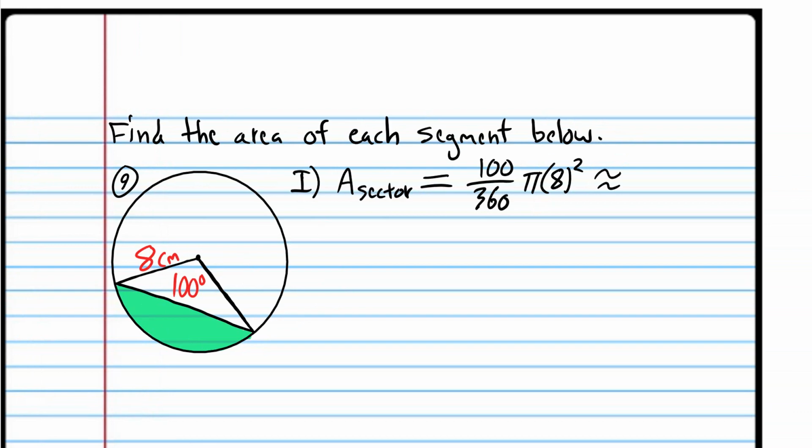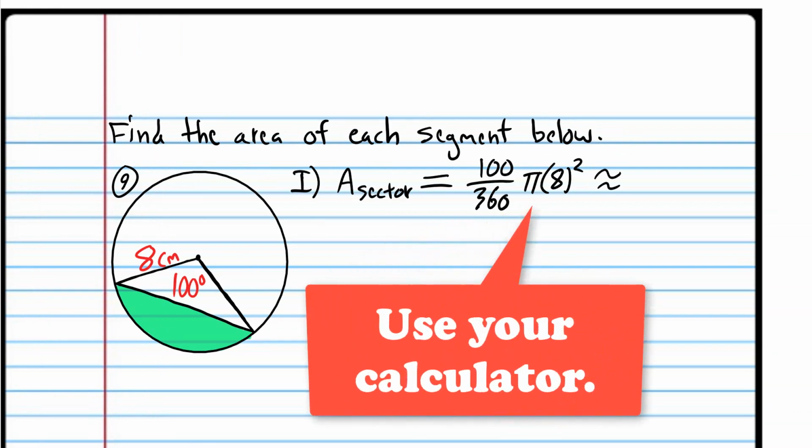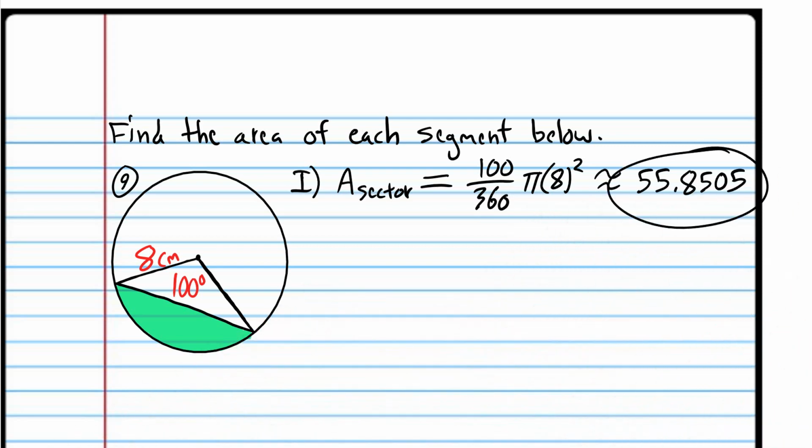So then we're going to get an approximation for that. We enter 100 divided by 360 equals, then times pi equals, then times 64 equals, because 8 squared is 64, and then we get approximately 55.8505. Now notice that I carried out more decimals there than usual. That's because this is only an intermediate step in our calculations, so you want to carry out more decimals so that we don't have round-off error.